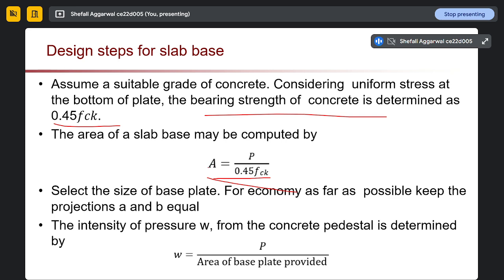So when we get the area, we will assume some size of our plate. A is equal to B into D, or in our case, A into B. So we'll assume some A into B, and for economy purposes, we will assume that the projections of A and B are equal. After calculating the area, we will again go back and calculate our bearing pressure W, which is given by P upon the area of base plate provided. So this is the base area required, and this is the area calculated.